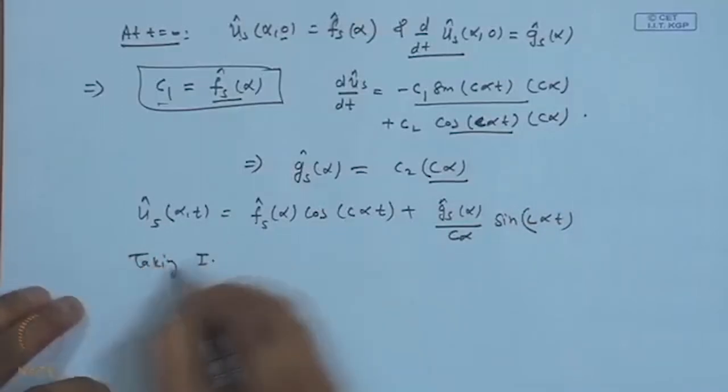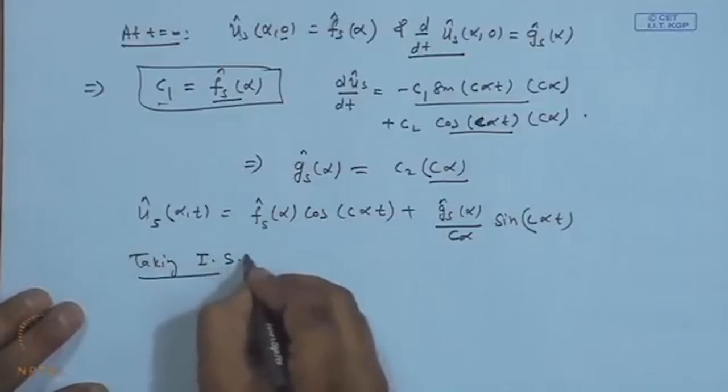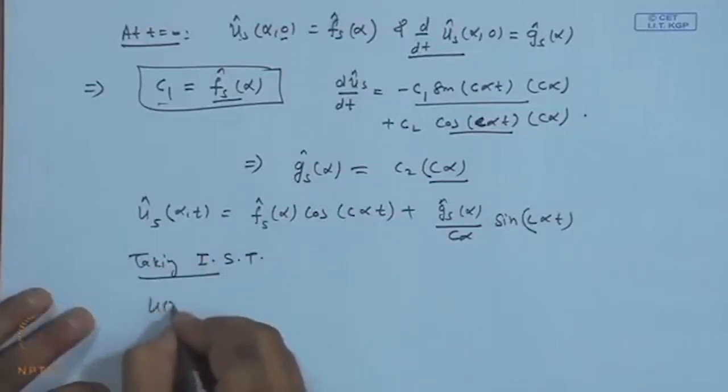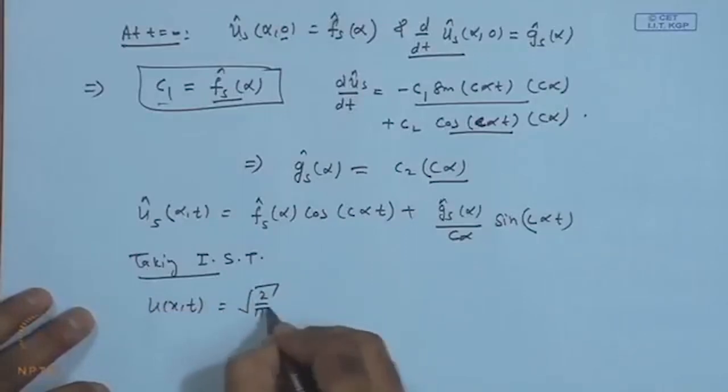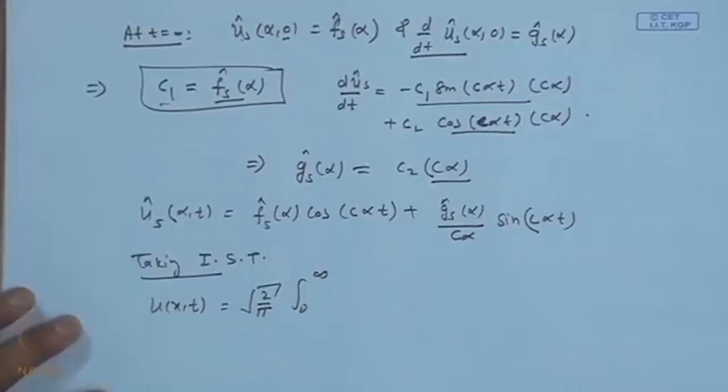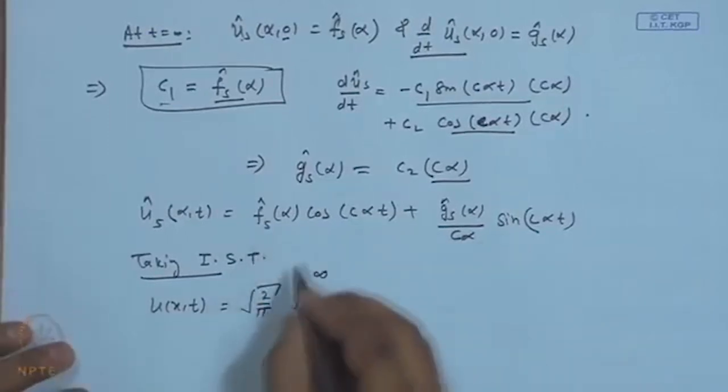Now, we take the inverse sine transform, and we get u(x,t) will be square root 2 over pi, integral from 0 to infinity, and this function here.